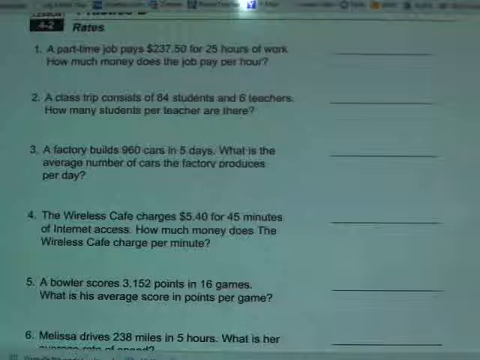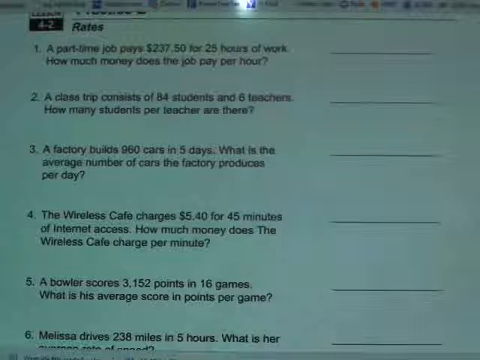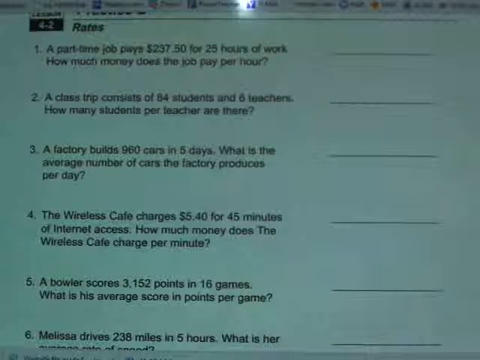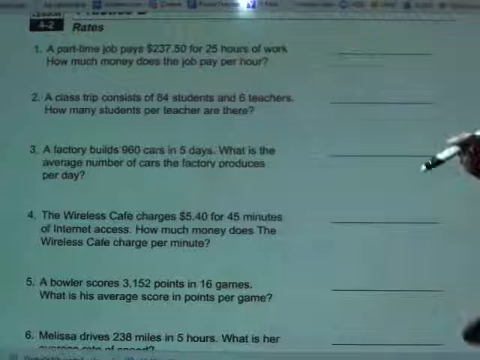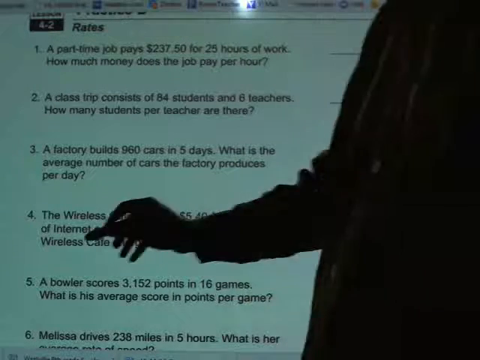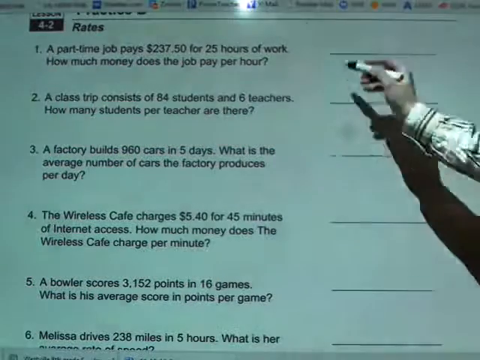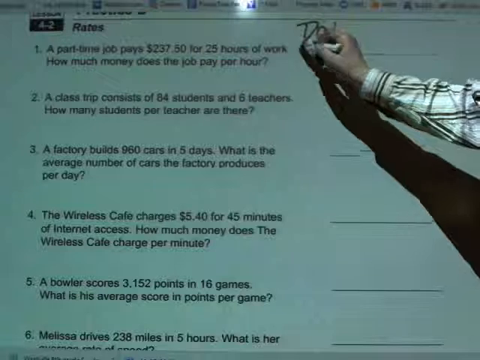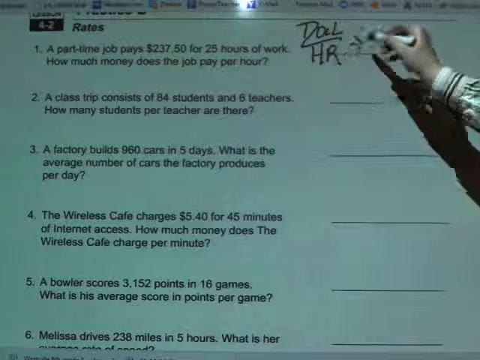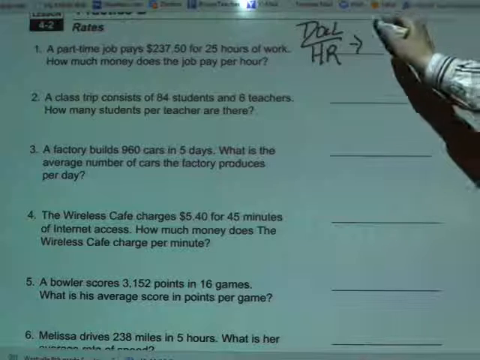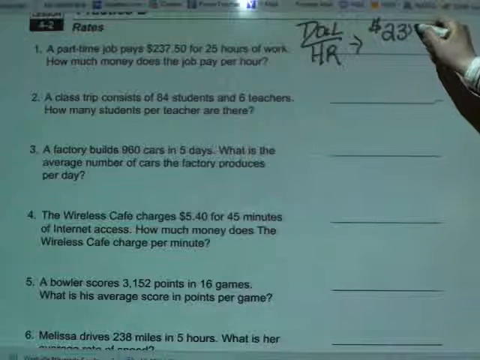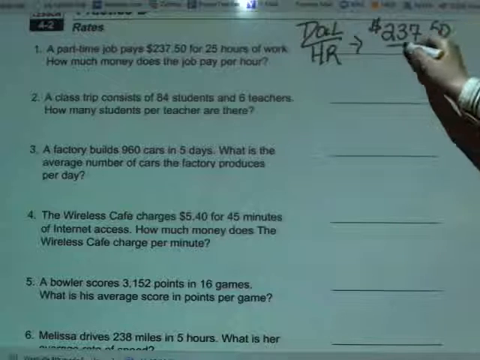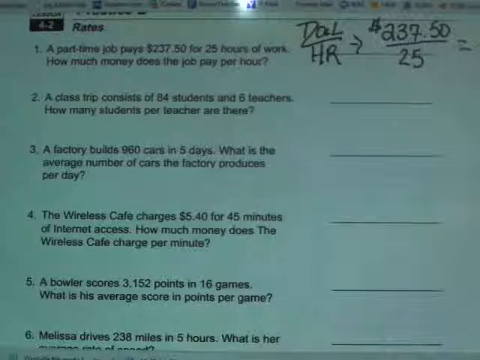So they want us to figure out how much I'm going to make for 1 hour of work. So my unit rate, which is one of the things this section was about, is going to have the hours on the bottom. Why? Because they're asking me about the pay per hour, or for 1 hour. So I'm figuring out dollars over the number of hours worked. Well, based on the scenario described in the first sentence, I'm making $237.50 when I work 25 hours. The goal is to make the bottom number become a 1, because that's going to figure out my pay per hour.